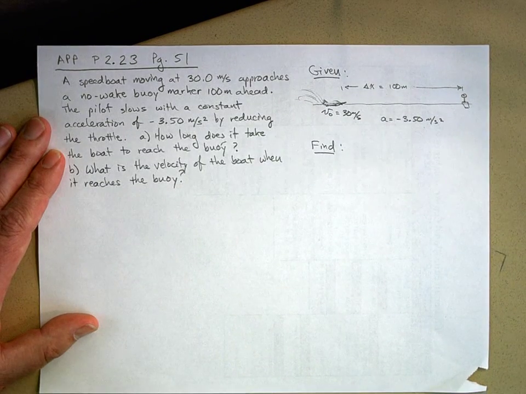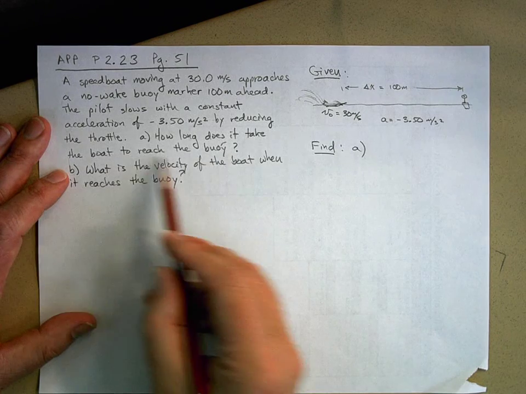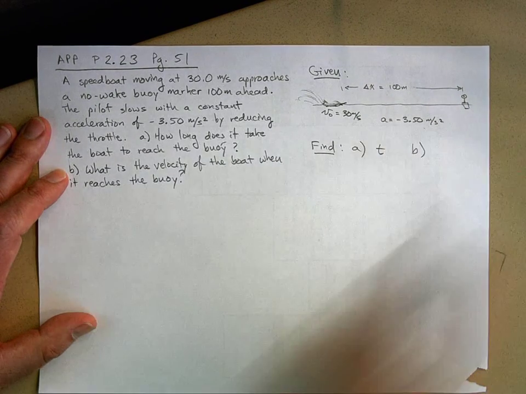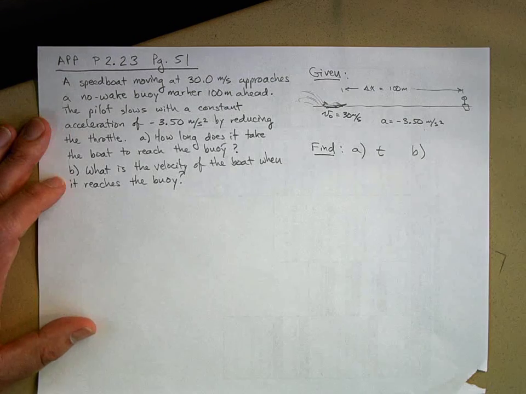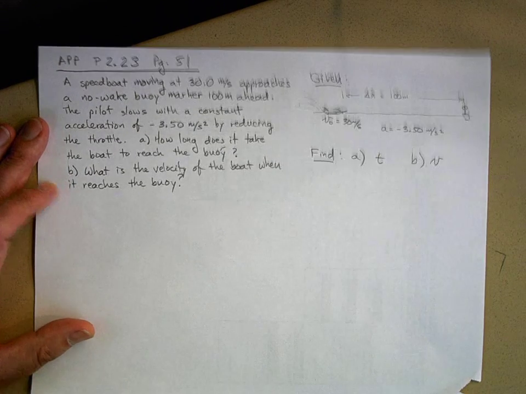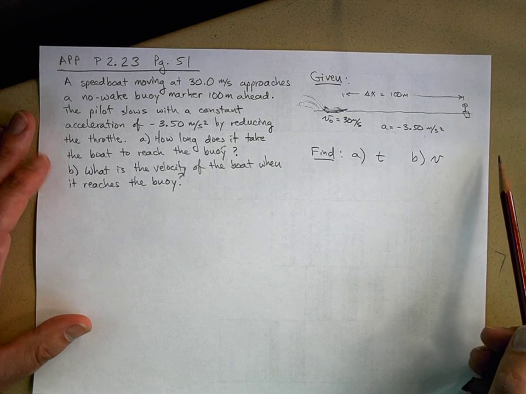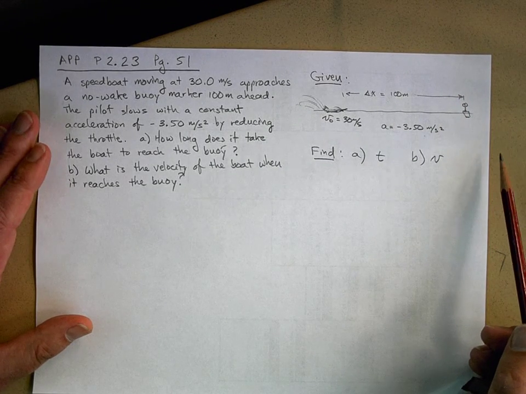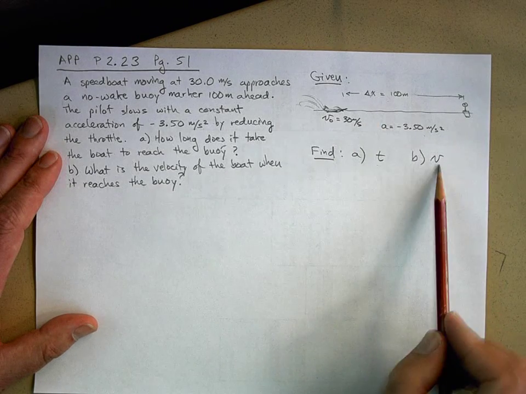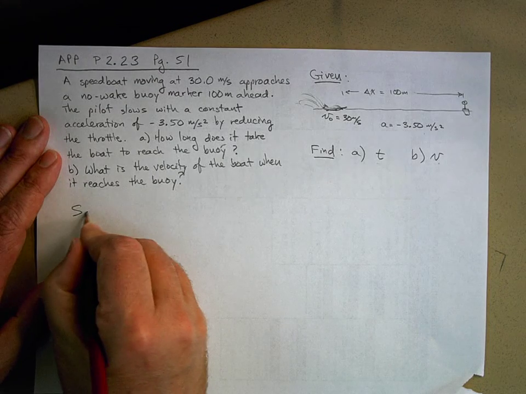Well, A, we want to know how long it takes, so we want to know time. And B, what is the velocity of the boat when it reaches the buoy? So we want to know the final velocity. So I've expressed what's given. I like to draw pictures so I can visualize it better. I've expressed what's given and what I'm trying to find in terms of the variables I use.